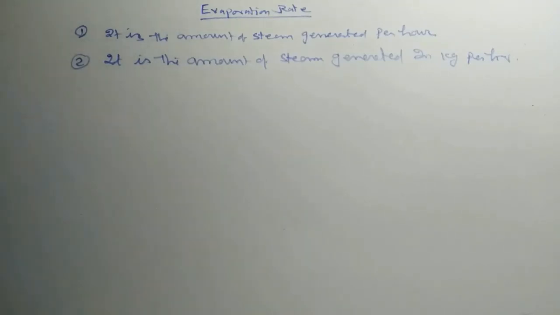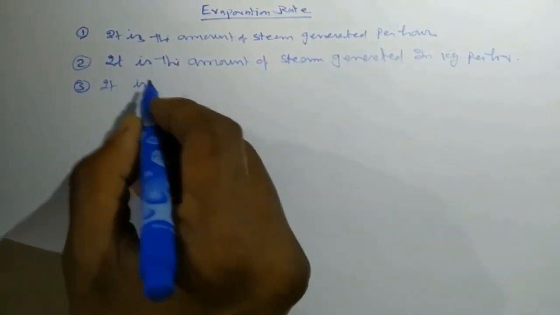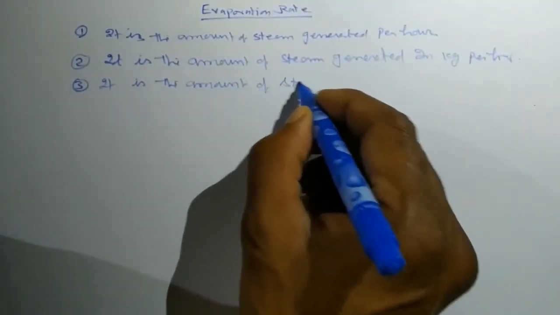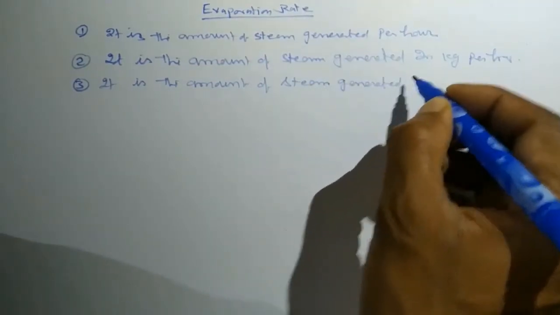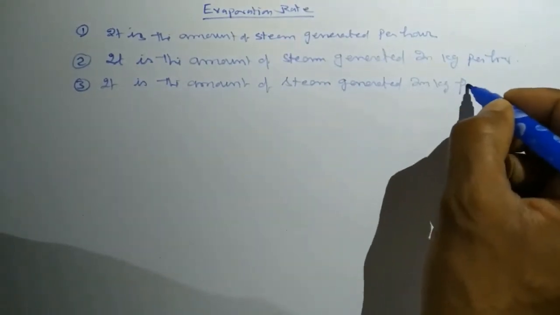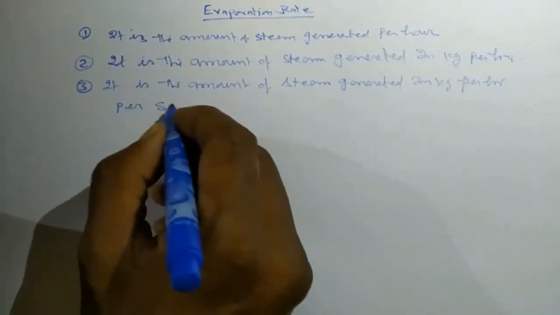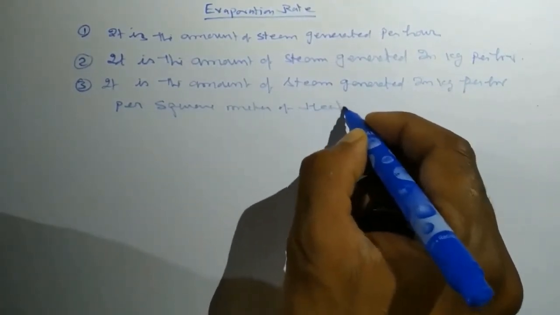And some operators also define the evaporation rate by another definition, that is, it is the amount of steam generated in kg per hour per square meter of heating surface.